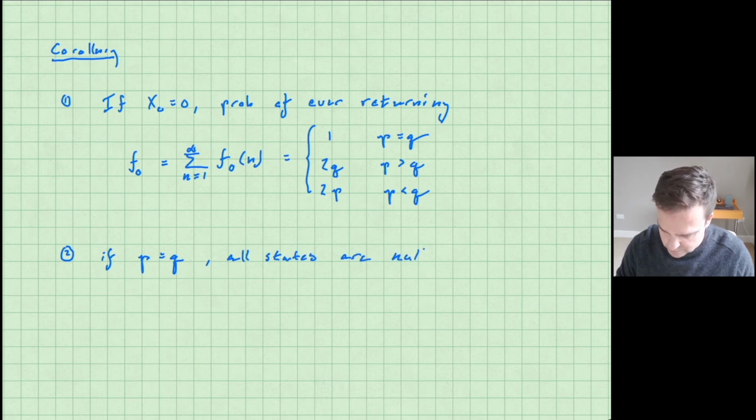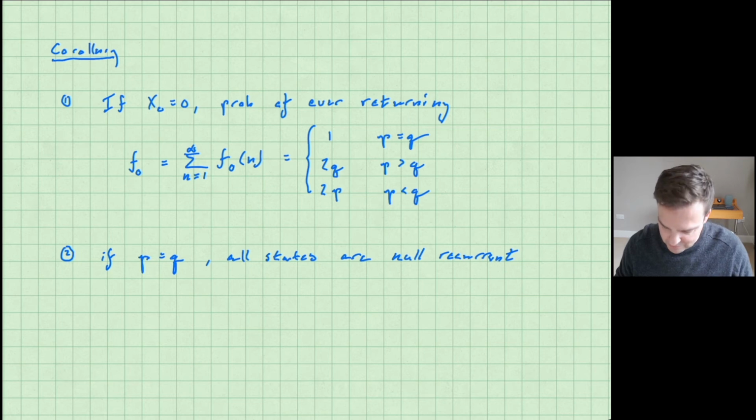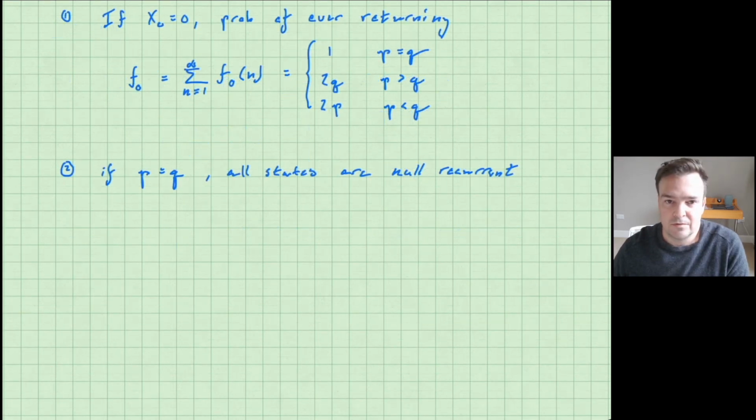Null recurrent. Right? And what that means is that the expected amount of time it takes for you to return is infinite. All right, so let's work on the proof.